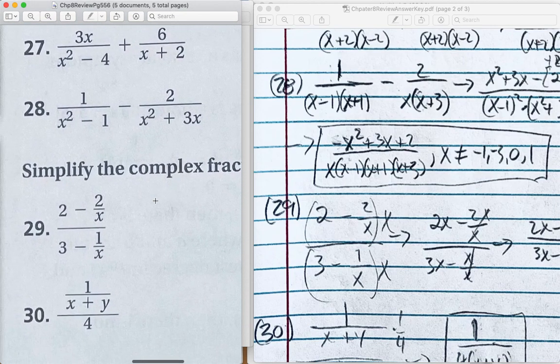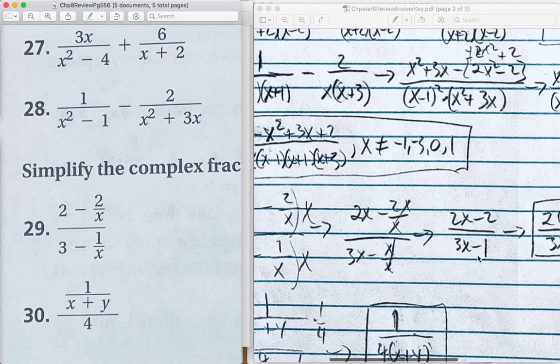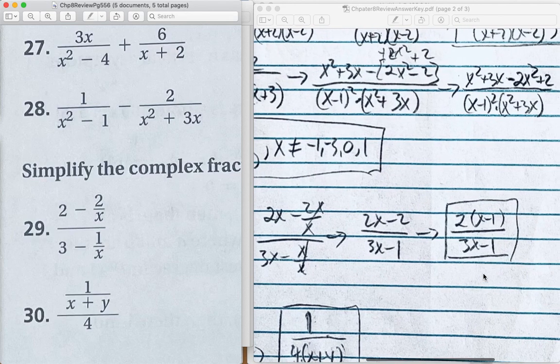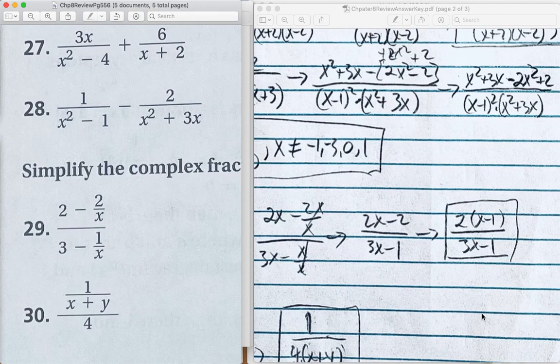29, we are dividing complex fractions. Looking at 29, I have an x in this denominator here, so I can multiply top and bottom by x, which is what I do on this side. The x distributes, this x and that x cancel, and that turns into 2x, so I have 2x minus 2. I have 3x minus 1 in the bottom. The x will cancel, and I have 3x. And that turns into 1. So on the top, I have 2x minus 2, over 3x minus 1. And then I can factor out a 2, and I'm done.